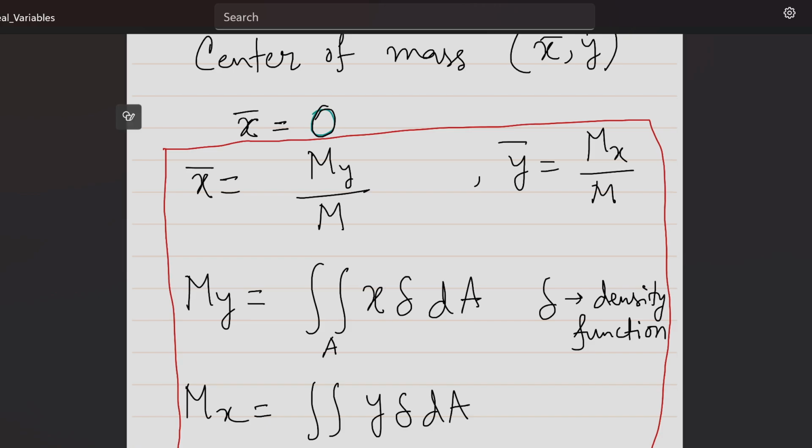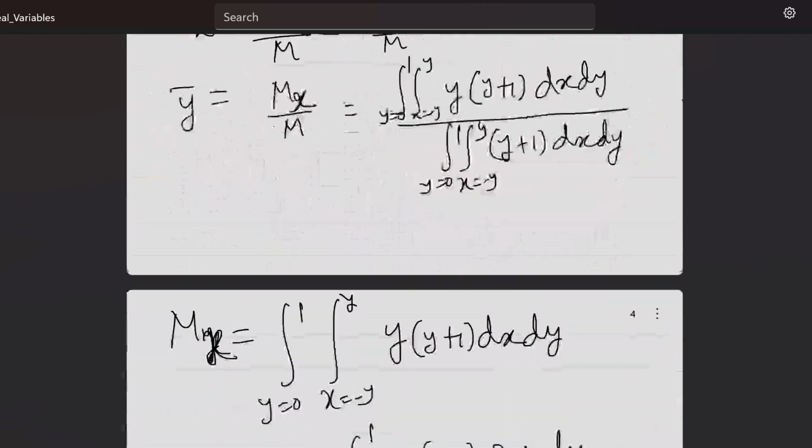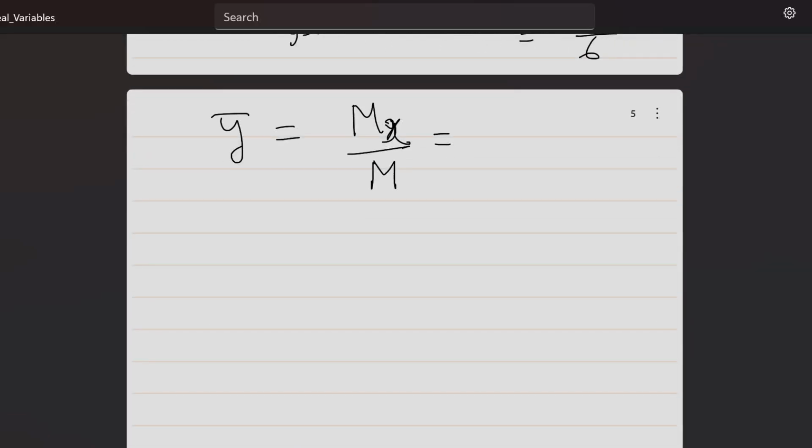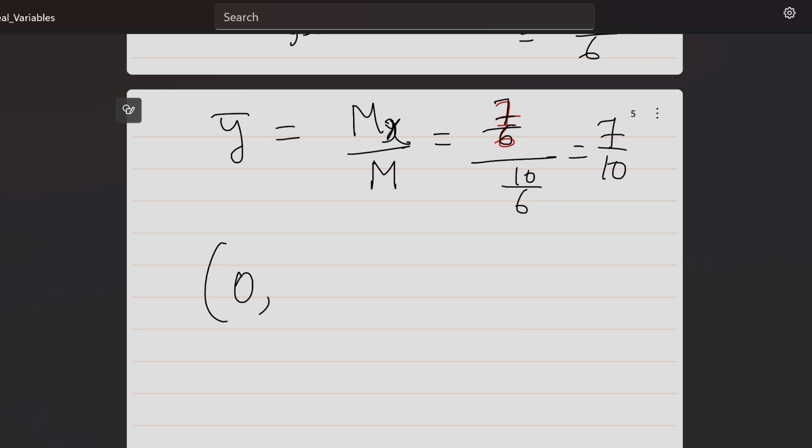But you have to select the region carefully, that A region. Okay, so my y is My by M, so I find Mx is 7 by 6 by 10 by 6, so it is 7 by 10. So x coordinate is 0 and y coordinate is 7 by 10. This is my center of mass.